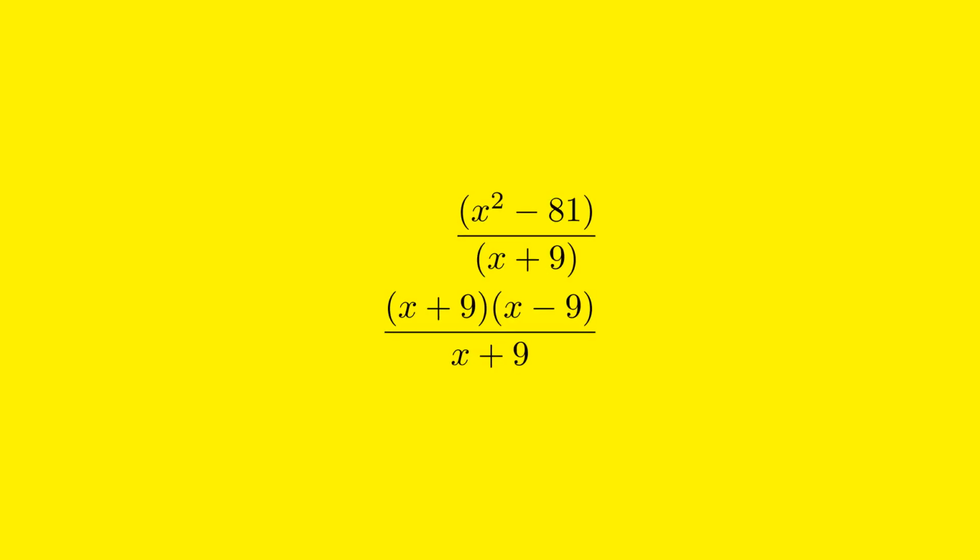To begin reducing the given rational expression x squared minus 81 over x plus 9 to its lowest terms, we first need to factor the numerator. For the numerator, x squared minus 81 is a difference of squares, which can be factored as x plus 9 times x minus 9. Therefore, the expression is now x plus 9 times x minus 9 over x plus 9.